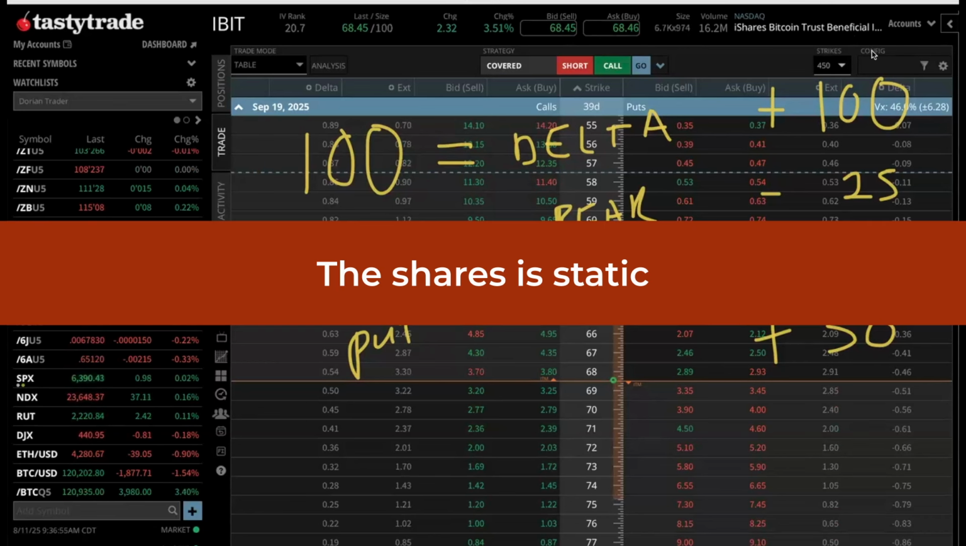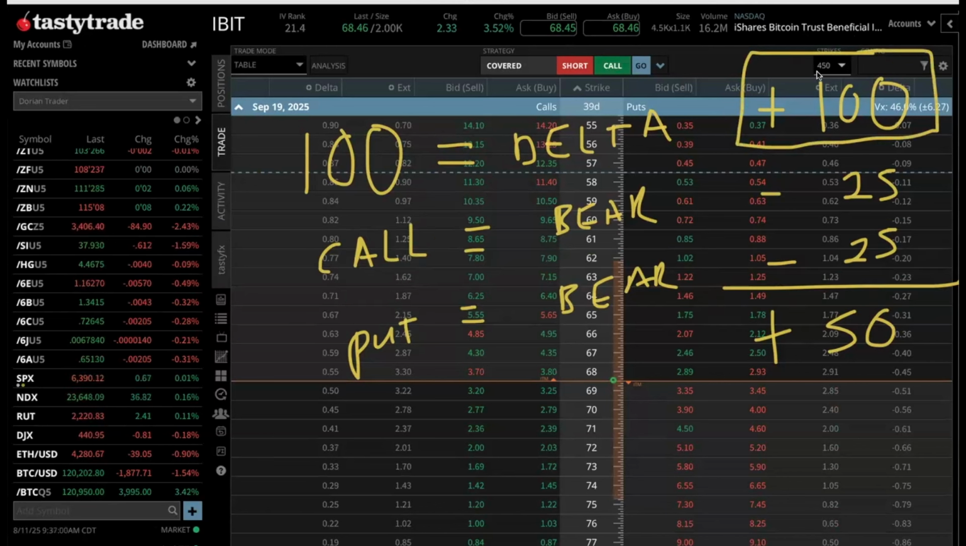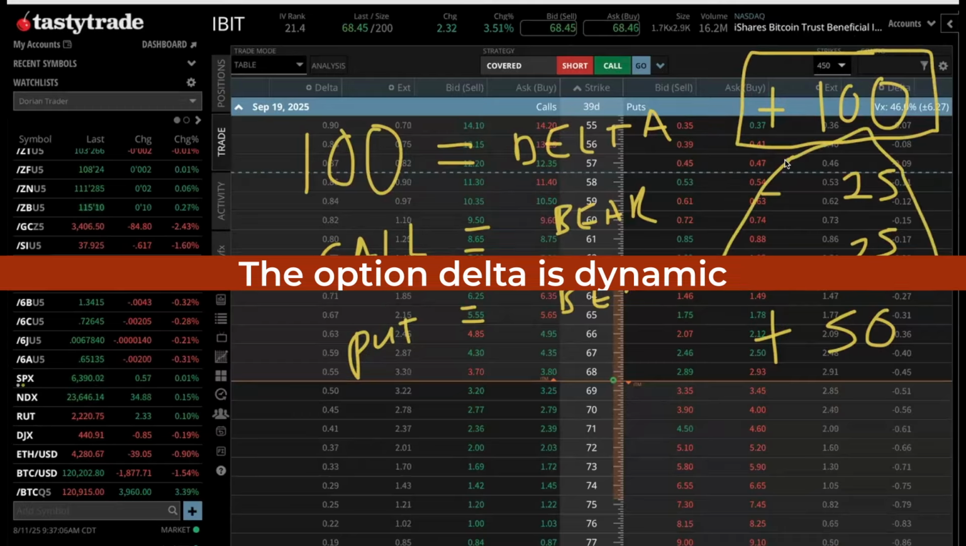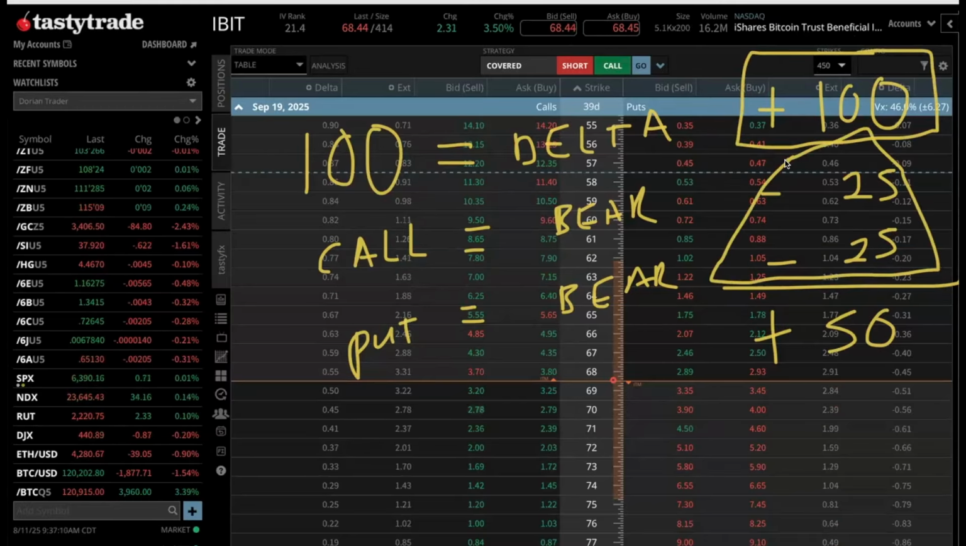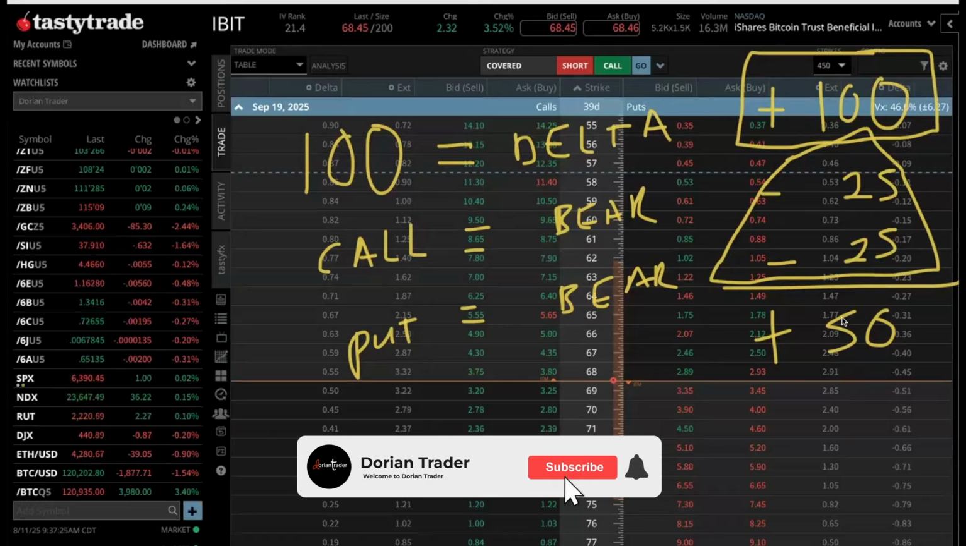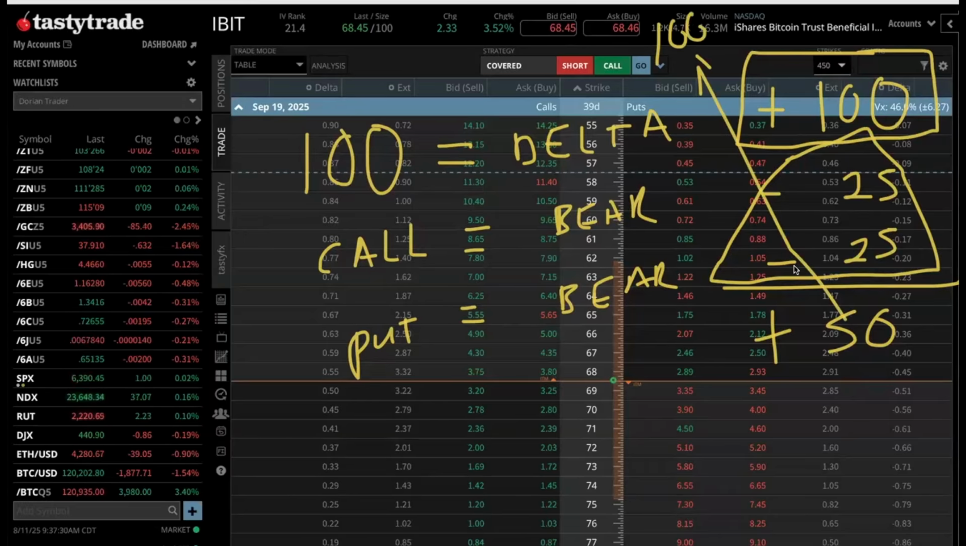The shares up here that you purchase is static. It's going to stay the same. It's always going to be 100. But the option delta, that is dynamic. That's going to change. It's not going to always be 25. It's going to change 100% of the time. It's not going to stay at 25. It's dynamic. This overall delta can go all the way up to having 100, or 1, trading just like stock, or it can go to basically 0.